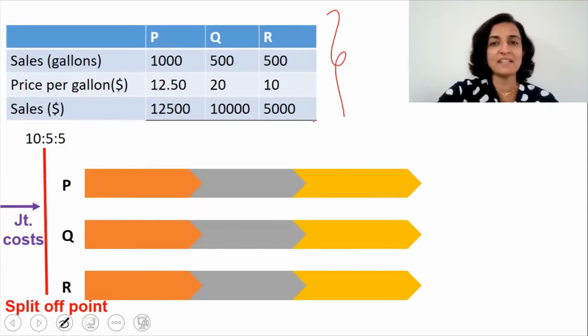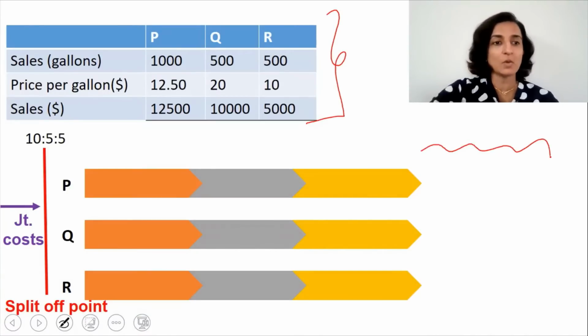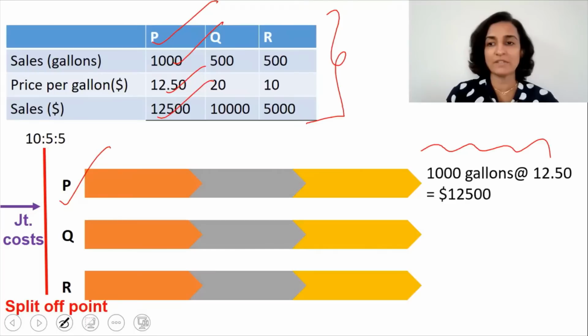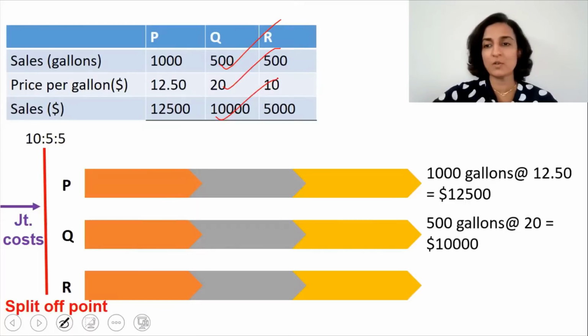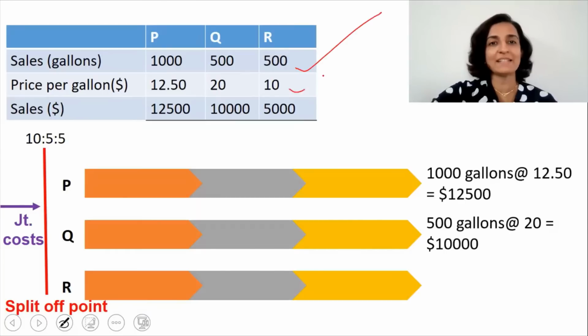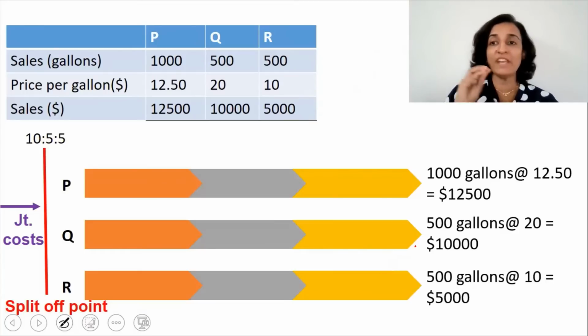So as I said, this is the sales that is happening after further processing. As far as product P is concerned, 1,000 units at the rate of 12.5 gives an amount of $12,500. And as for Q, it is 500 gallons at the rate of 20, giving a sales value of $10,000. So we include it against Q. And finally, for R, it is 500 gallons at the rate of 10, giving an amount of $5,000. So we write that against R. So we have included the sales part also in our diagram.